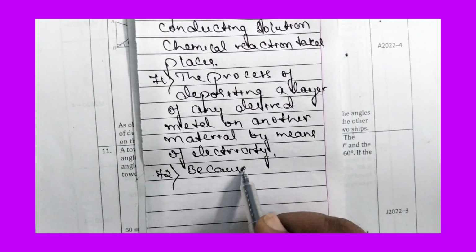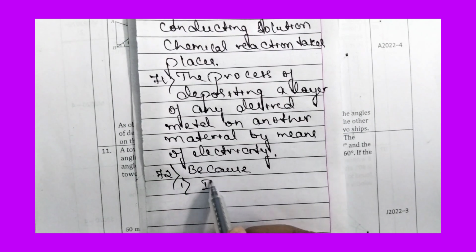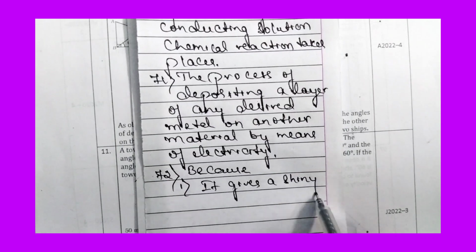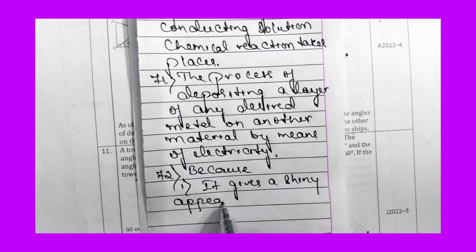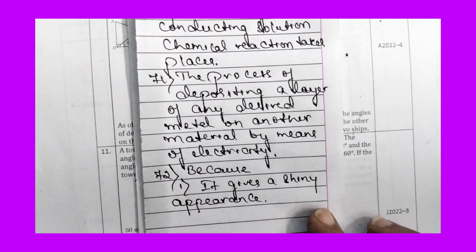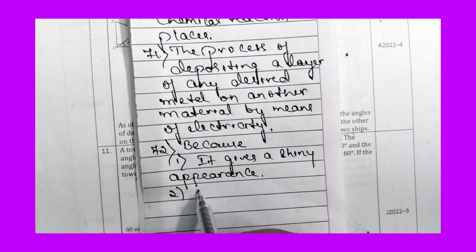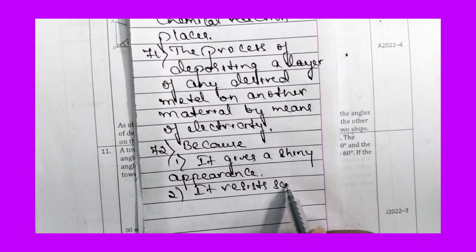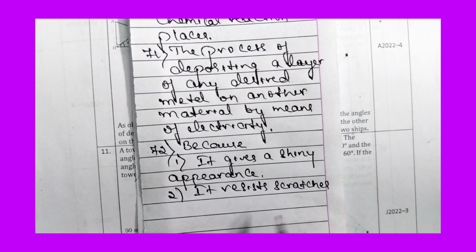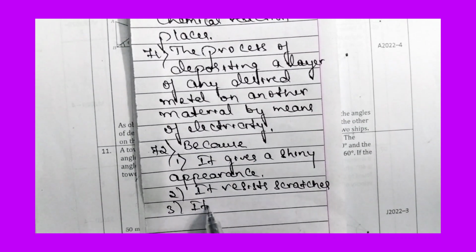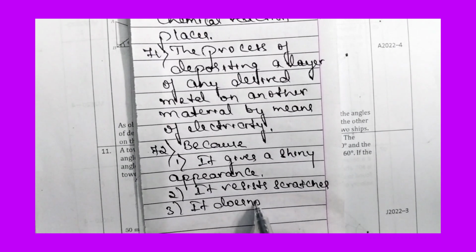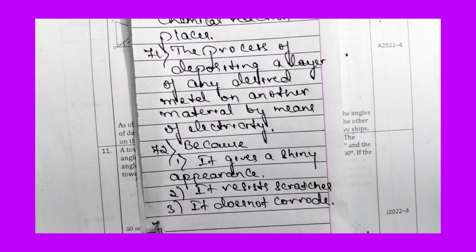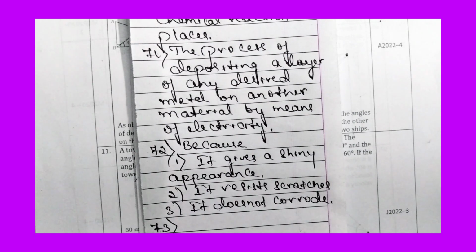Let us answer in points. Because it gives a shiny appearance. That is the first one, if you use chromium. Second, it resists scratches. So there will be no scratches if you use chromium. Then third, it does not corrode. So it will not undergo corrosion. So these are the 3 points that you have to write for why chromium is electroplated.